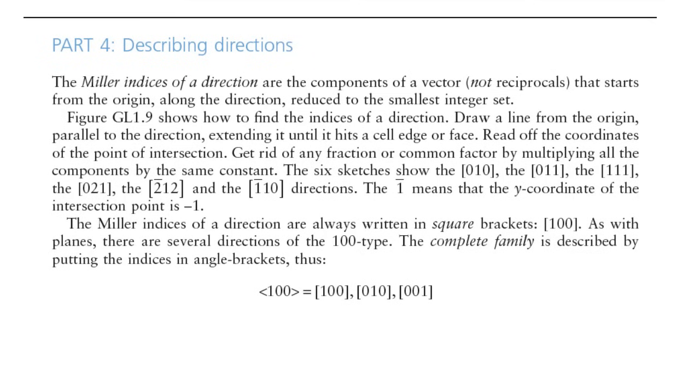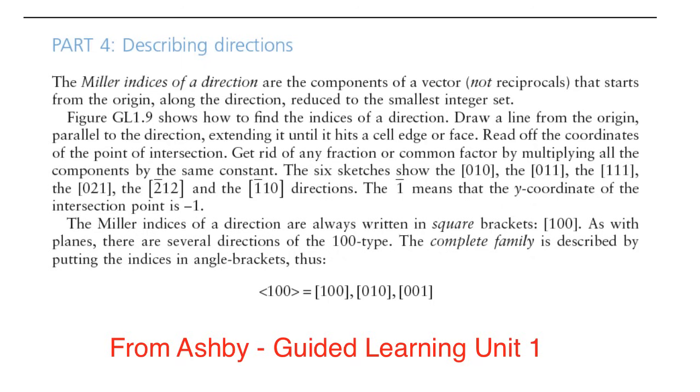Okay, I want to go over briefly how you create Miller indices of directions. This is from your reading, the Ashby Guided Unit. I want to point out that Miller indices of a direction, that's what we're working on, are always written in square brackets. This is the way they're designated, and they are basically components of a vector.